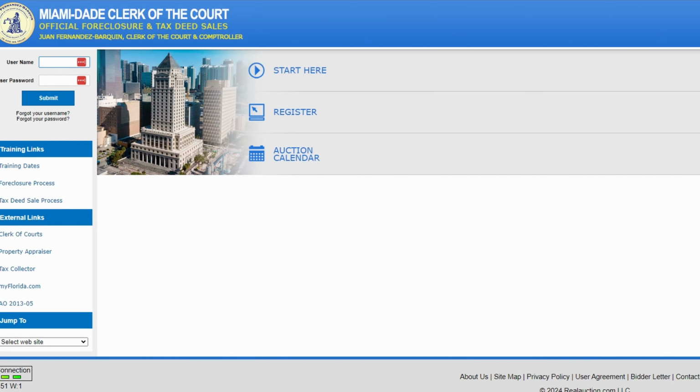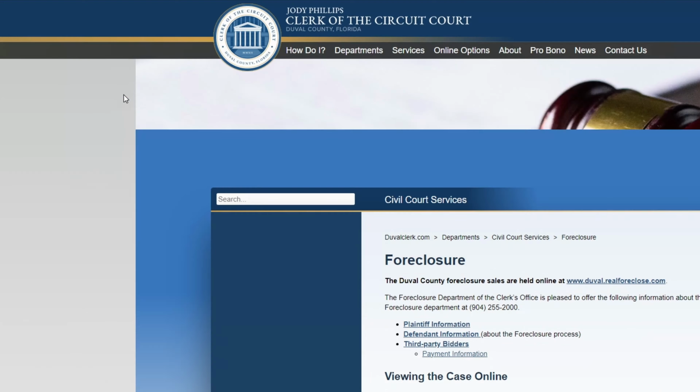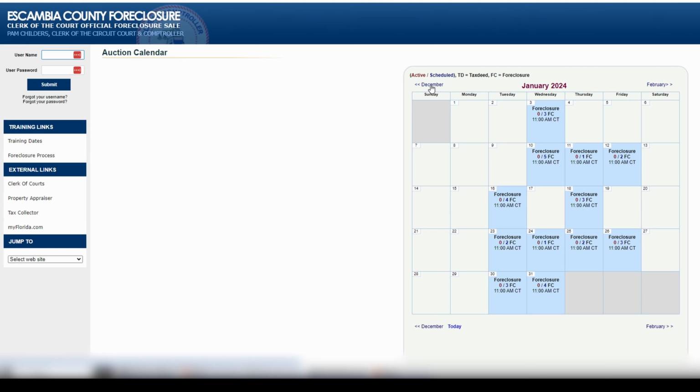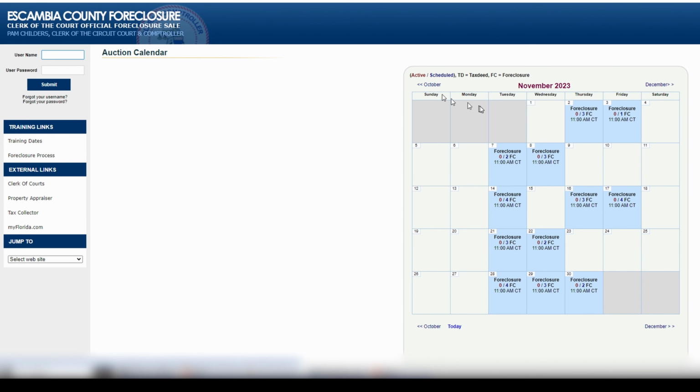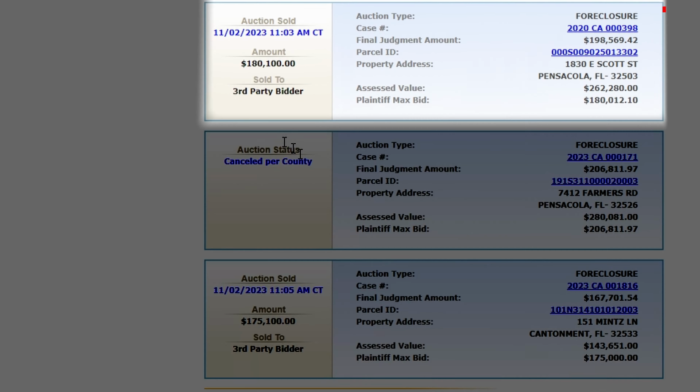But all you want to do is Google the county foreclosure auction. One of the top links is going to be that county's website. It's pretty easy to find. I'm going to go into mine. I'm going to go back a couple months here to November and start there. And we're going to start out with the easiest one, third party bidder.